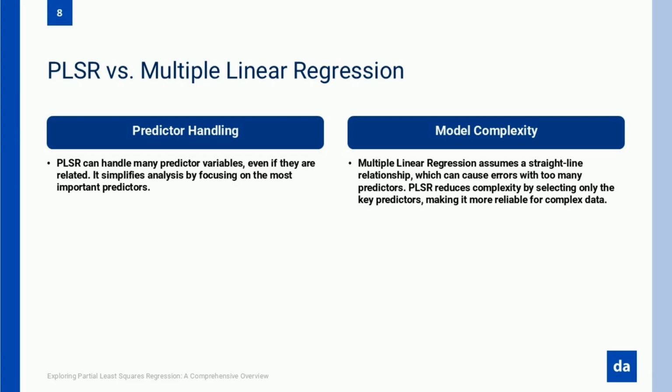Another key difference: number of predictors. MLR does fine when you have a handful of independent variables, but throw in dozens or even hundreds, and it starts to crumble under the weight of too much information. PLSR thrives in these situations. Whether you're working with gene expression data, spectral analysis, or complex social science variables, PLSR can reduce hundreds of predictors into a much smaller set of meaningful components.